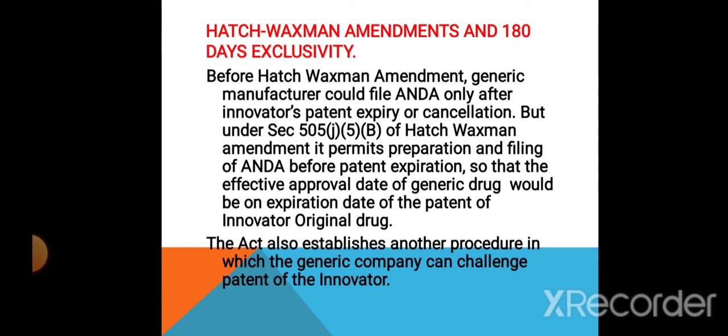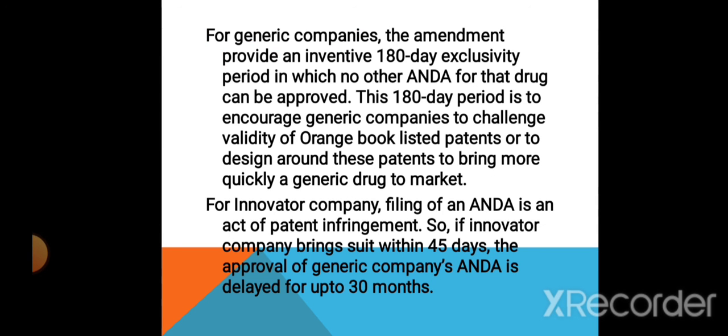The Act also establishes another procedure in which the generic company can challenge the patent of the innovator. For generic companies, the amendment provides an incentive of a 180-day exclusivity period in which no other ANDA for that drug can be approved. This 180-day period is to encourage generic companies to challenge the validity of Orange Book listed patents or to design around these patents to bring a generic drug to market more quickly.